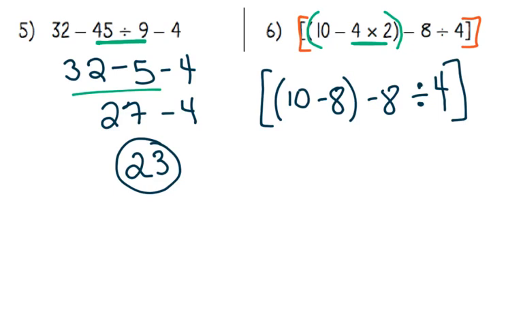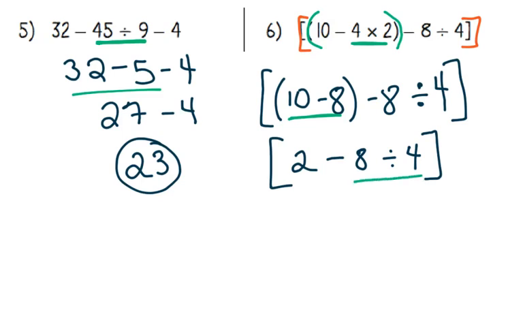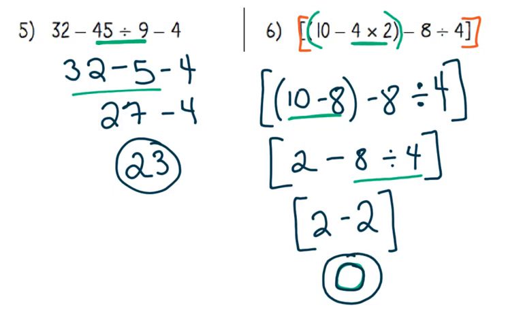We still have to start in these inside brackets. So we have 10 minus 8 is 2, minus 8 divided by 4. And now we have subtraction and division. 2 minus 8 divided by 4. We have to do the division first. 2 minus 2. And now we can get rid of the brackets because we're down to our final answer. 2 minus 2 is 0. So our final answer is 0. It's a donut.